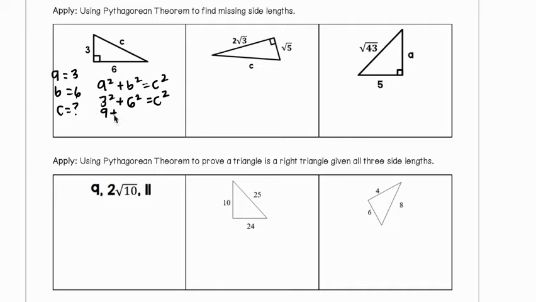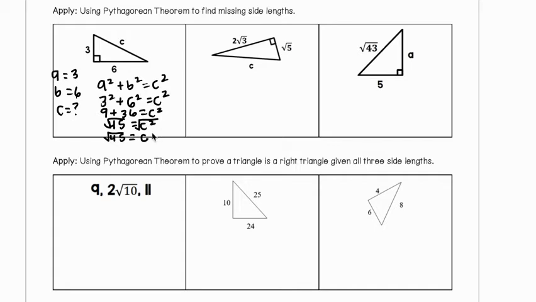3 squared is 9, 6 squared is 36. We add them to get 45, which equals C squared. To figure out what C is, we need to undo a square, which is to take the square root. When we do that on both sides, the square root of 45 will equal C, because a square root and a square cancel each other out.